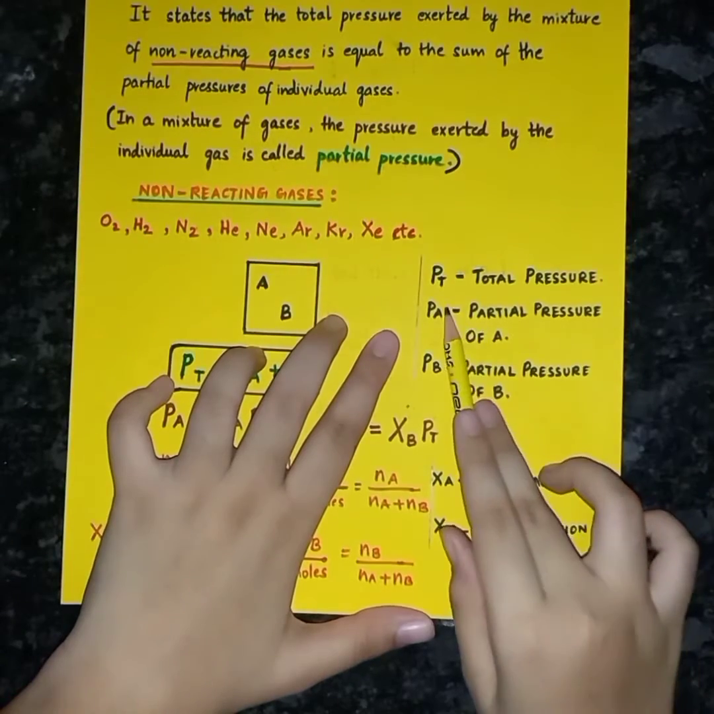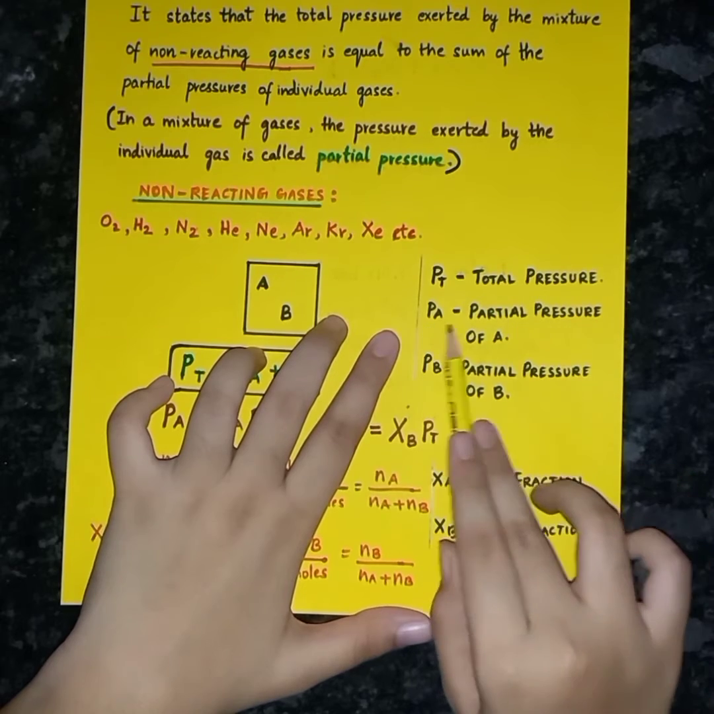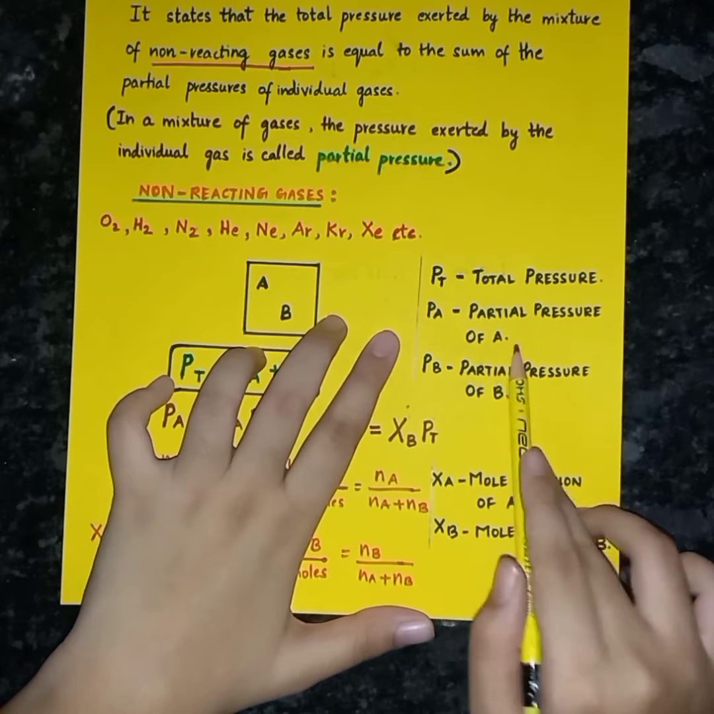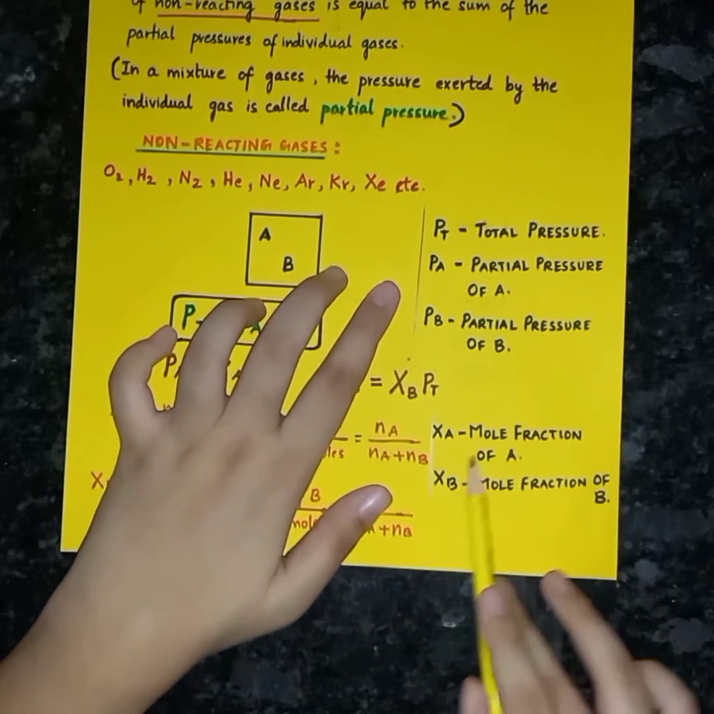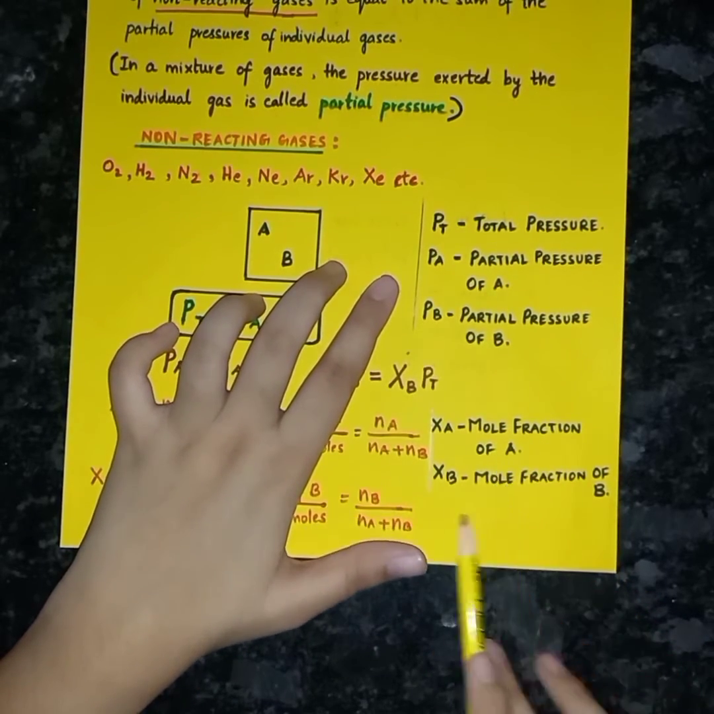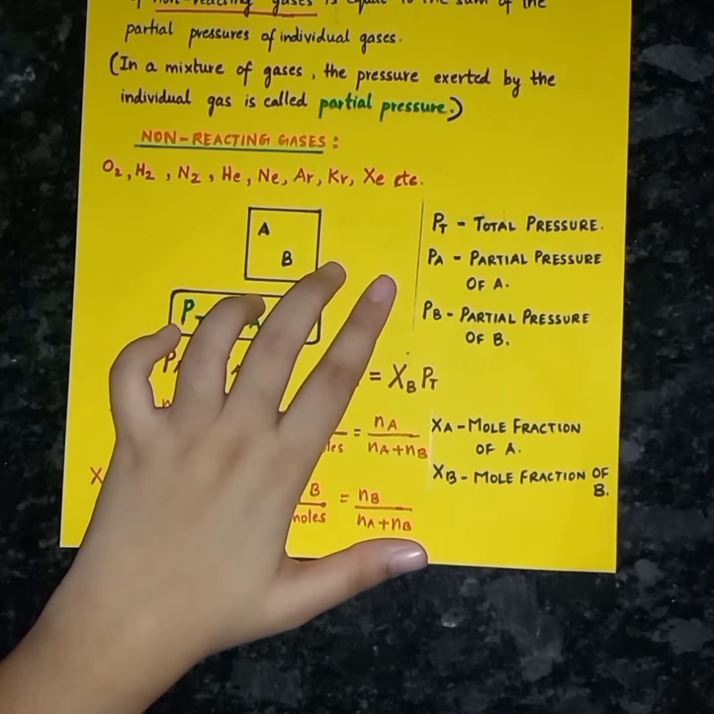Here PT denotes total pressure. PA denotes partial pressure of A. PB denotes partial pressure of B. XA denotes mole fraction of A. XB denotes mole fraction of B.